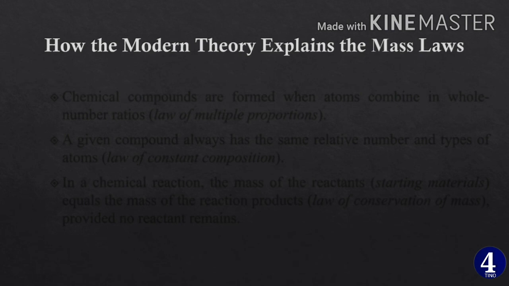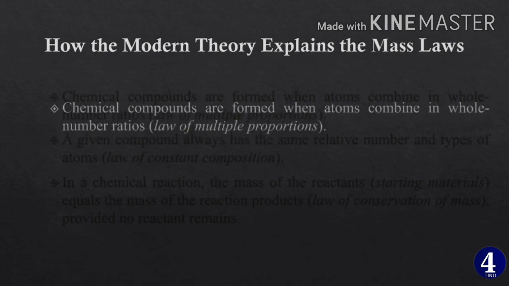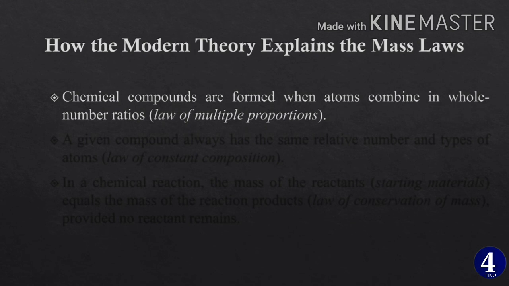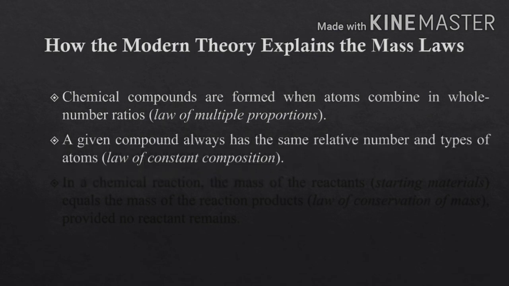How does the modern theory explain the mass laws? Similar to Dalton's atomic theory, chemical compounds are formed when atoms combine in whole number ratios. This is the law of multiple proportions, which is similar to Dalton's atomic theory, the law upon which Dalton's atomic theory was based. Anyways, the modern theory does not violate the three laws of chemical combination. The other is that a given compound always has the same relative number and types of atoms.